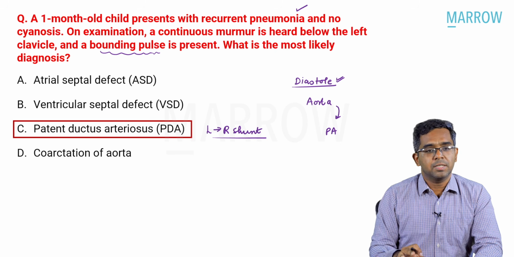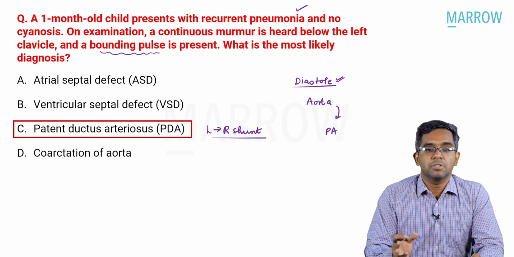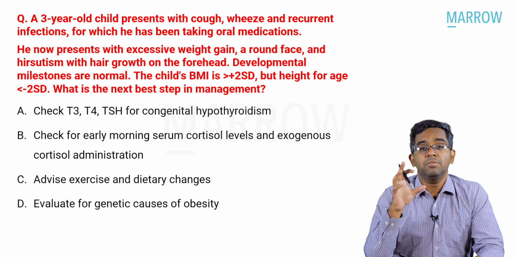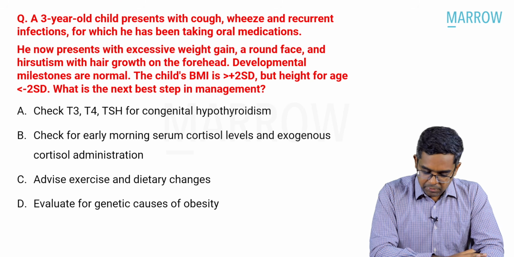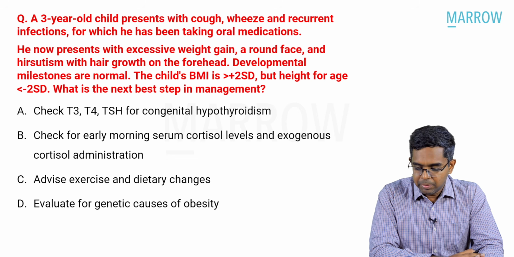So all this put together is very clearly associated with patent ductus arteriosus, which will be the answer for this particular question. Moving on to the next question, which you have to answer based on analyzing all the features given in the question. It's a case scenario question, and it's a next best step in management type of question.